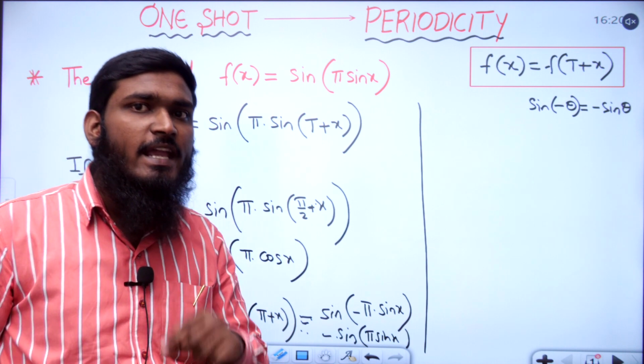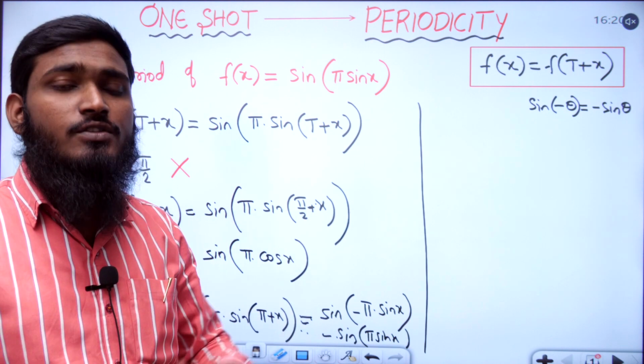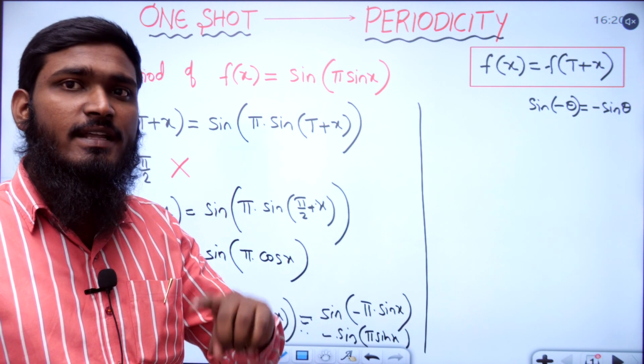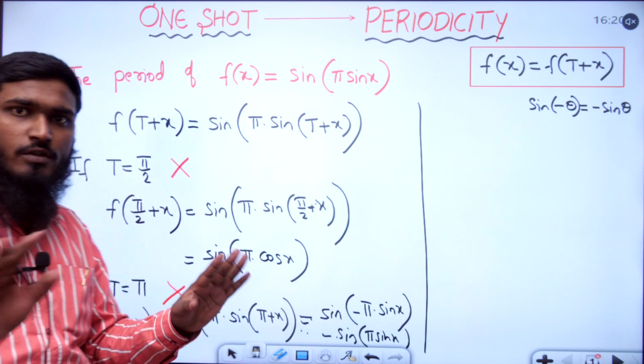Similarly, if you take 270, what will happen? For 270 also we have to change the function. So if you change the function, again sine gets converted into cos. Again it will not be satisfied. Okay, so 3 pi by 2 is also not satisfied.